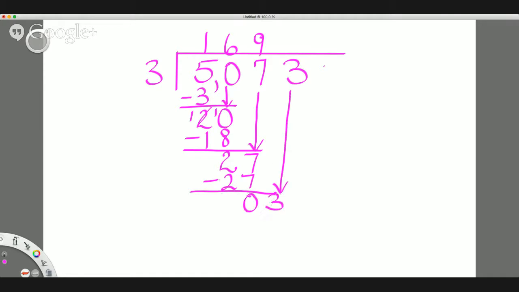Repeat. 3 divided by 3 is 1. Multiply. 3 1s are 3. Subtract. 3 minus 3 is 0. And you're done. So your answer is 1,691.